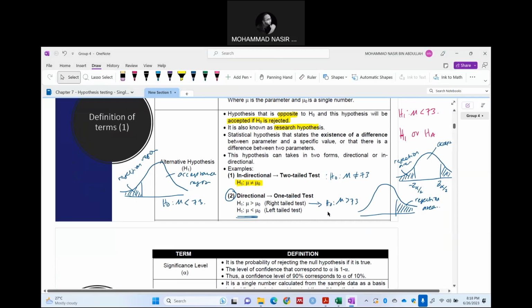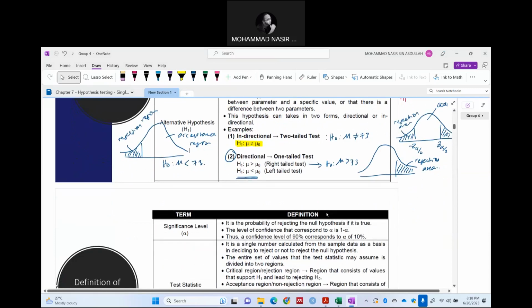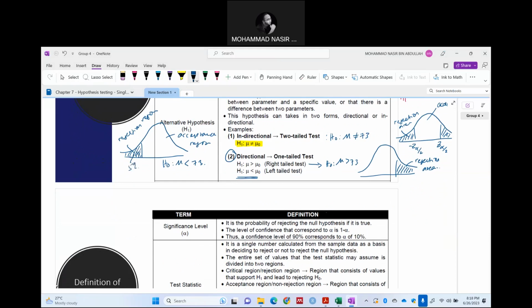Right. So another term that we need to understand is significance level. Significance level is the value that we set as a threshold. Right. How much rejection area that we want. So this is the rejection area. So we want to know how large the rejection area is, whether 5% rejection area or 10% or 20%, right? So significance level is the probability of rejecting null hypothesis if it is true, right?